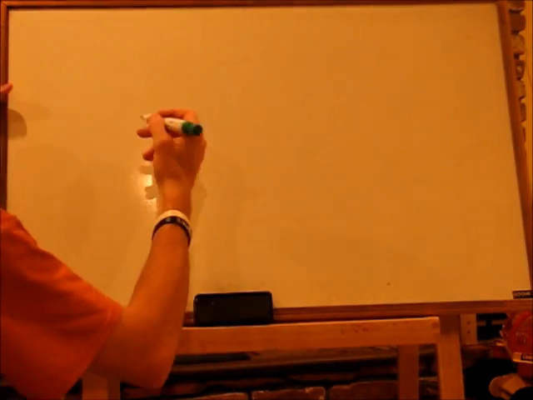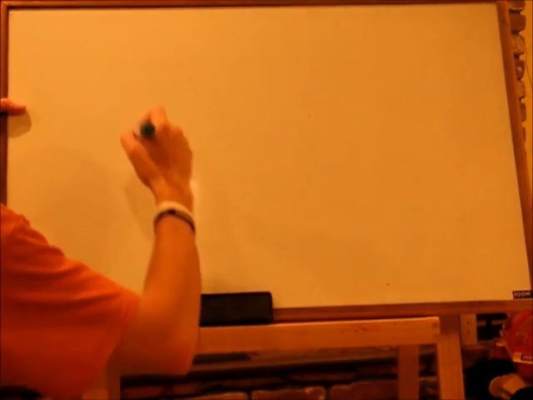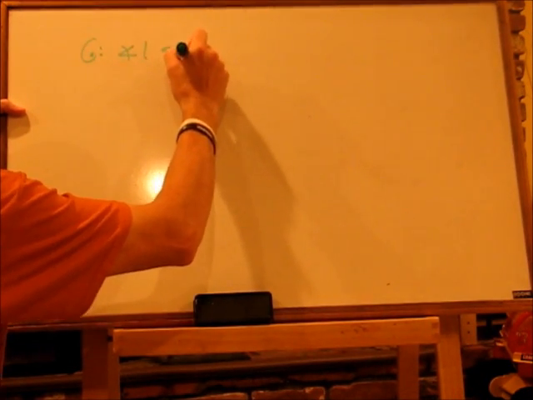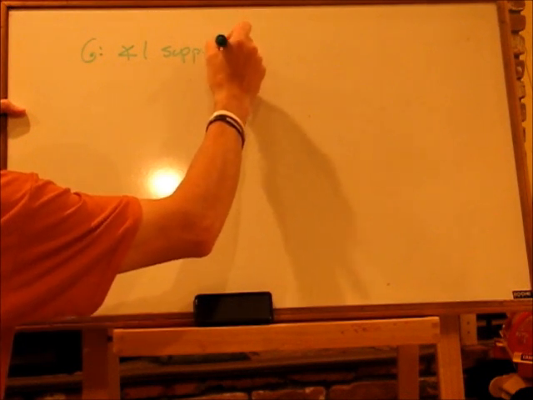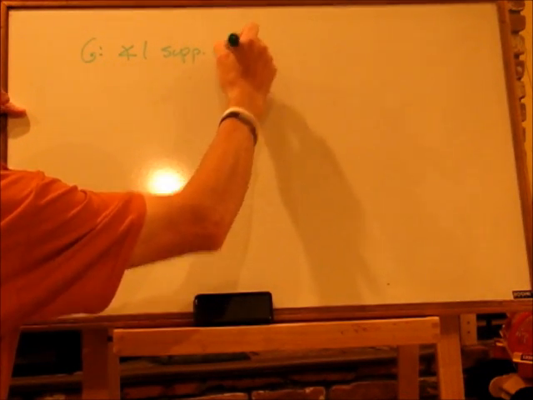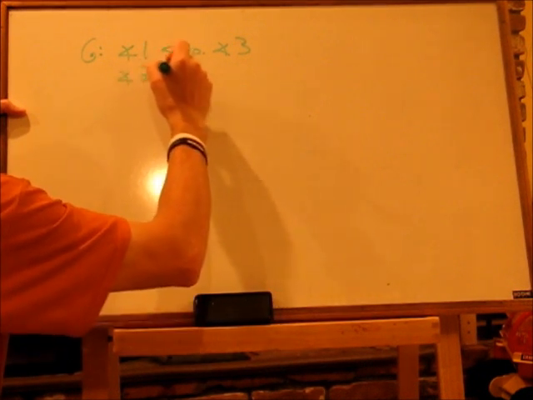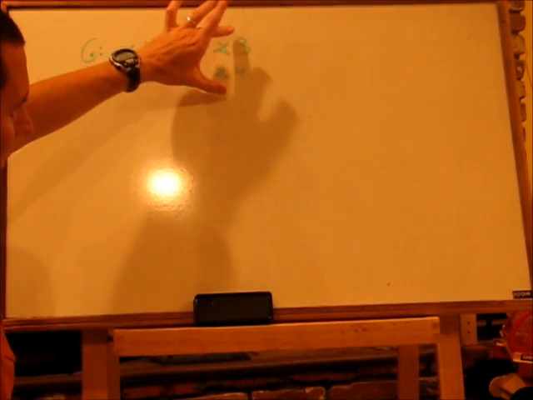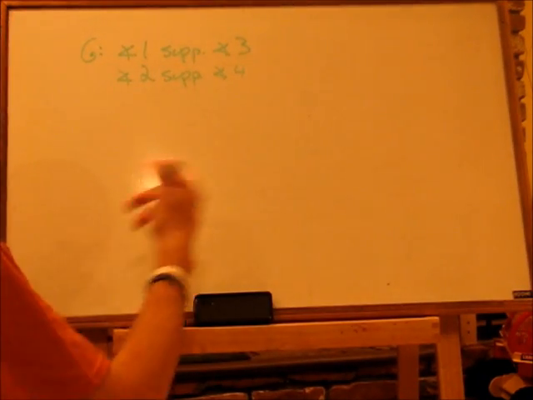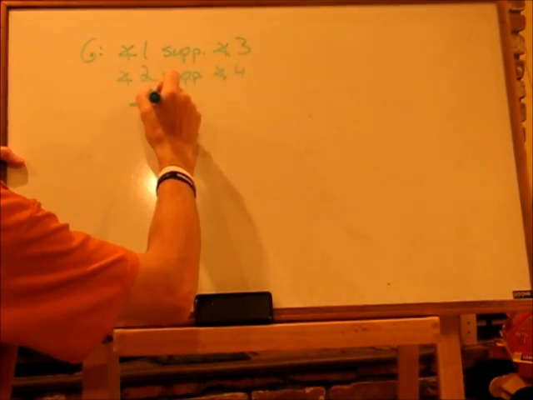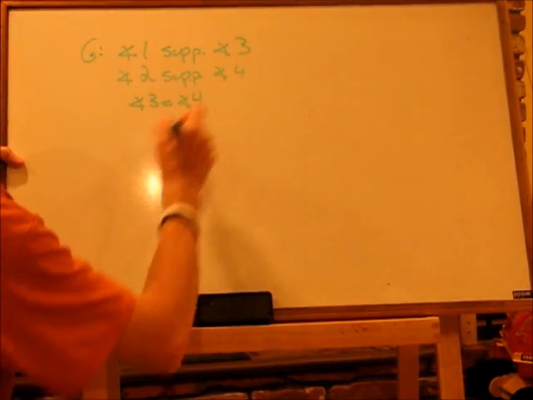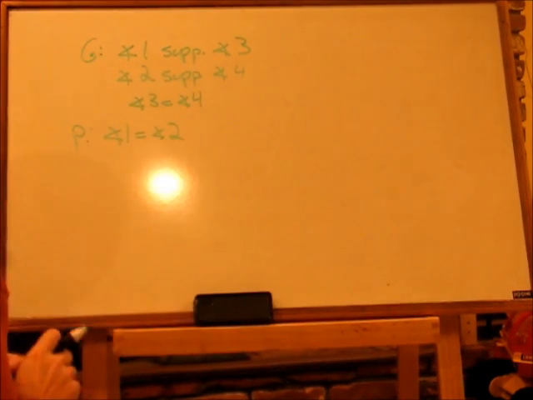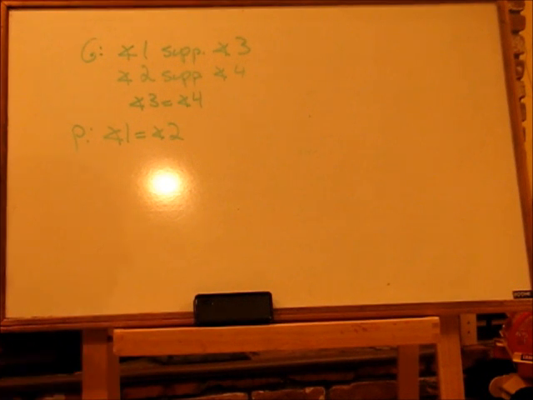I'm going to set that one up and see if you can prove it on your own. So we would start off given angle 1 supplementary to angle 3, and angle 2 supplementary to angle 4. This time we're not going to make them supplements to the same angle, but we'll make them supplements to congruent angles. So also in the given, we're going to have angle 3 is equal to angle 4. Prove angle 1 equals angle 2. Go ahead and set that one up and see if you can solve that.